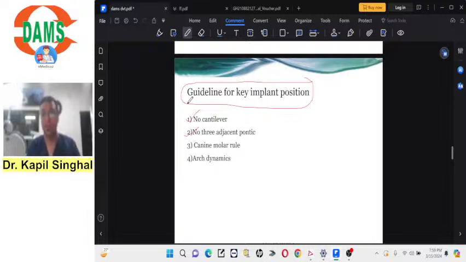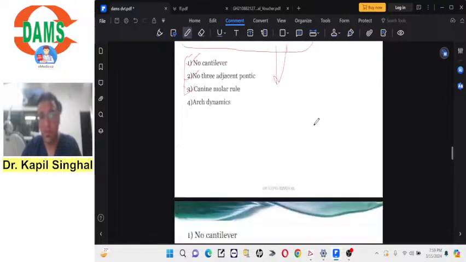The third principle is the canine molar rule. It means whenever a canine or a molar is missing, I need to replace that canine and molar with an implant. So my canine and molar always require one implant below it. So now, if you apply these three principles in a sequence, you will get the answer of how many implants you want to place.